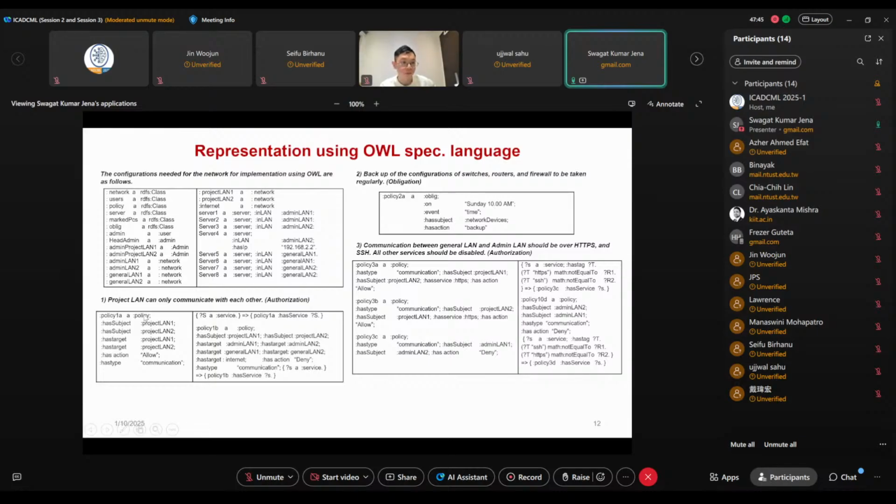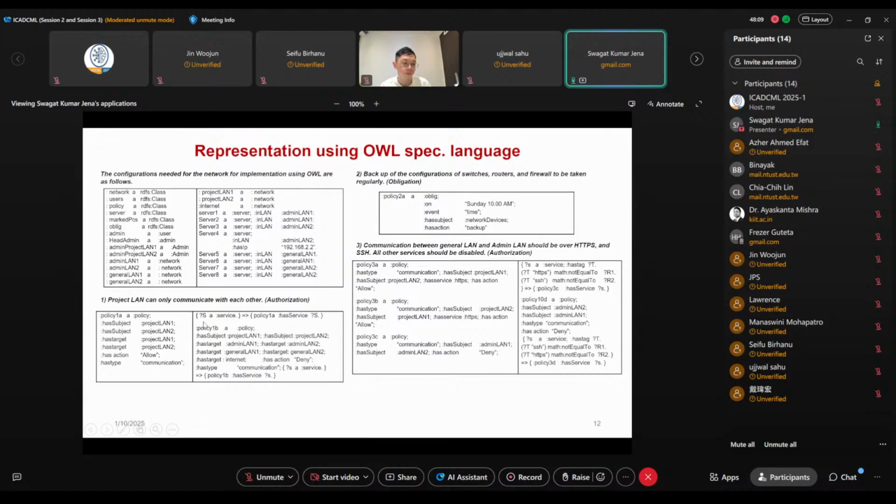So for example, here project LANs can only communicate with each other. Here we describe the policy, the name of the policy, has subject project LAN 1, has subject project LAN 2, and similarly has target LAN 1 and target LAN 2. And the action we want to do is allow. What to allow is type communication.